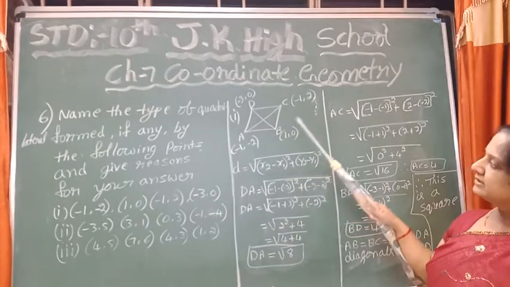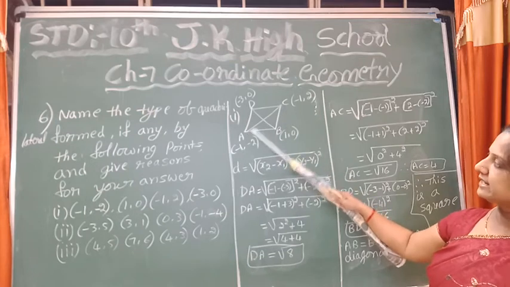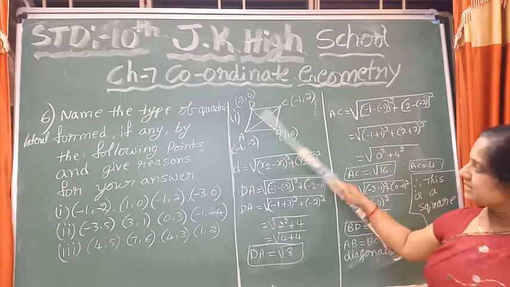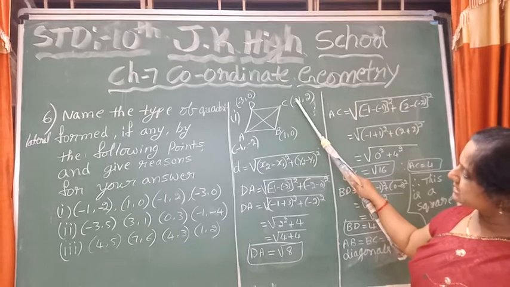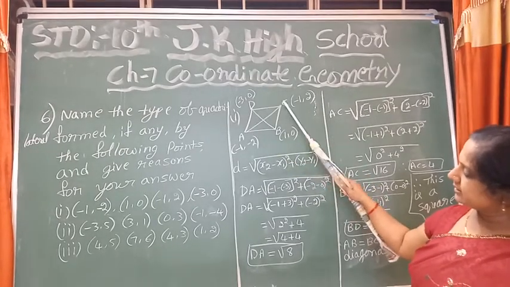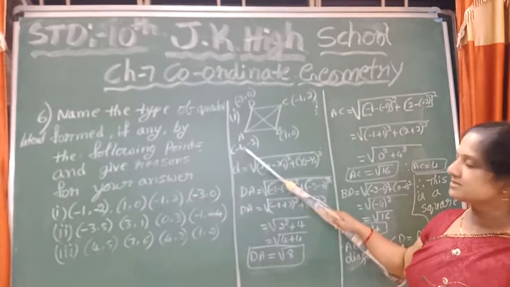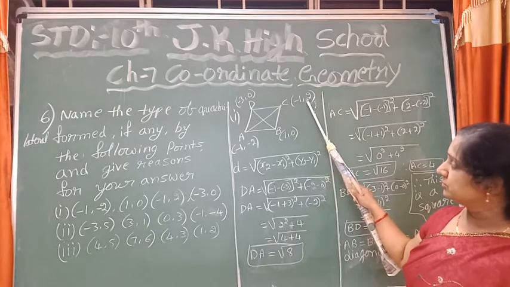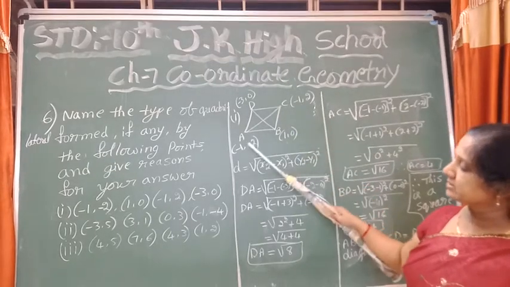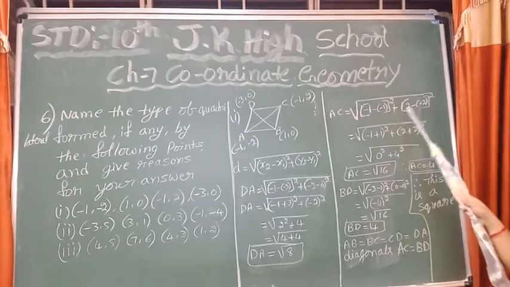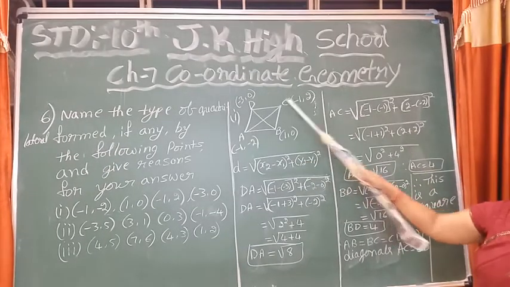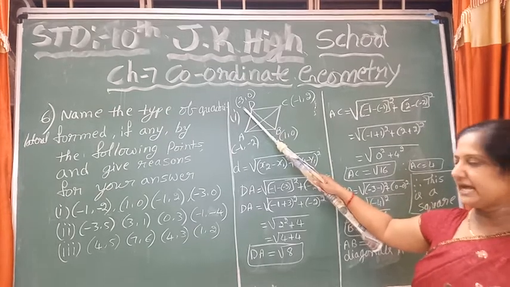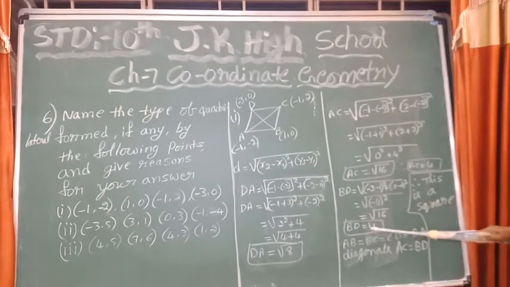Then I am going to check the diagonals, the distance between diagonals AC and BD. When I take diagonal AC, I have to consider the coordinates of A as x1, y1, and the coordinates of C, minus 1 and 2, as x2, y2. Substituting in the distance formula, I find the distance between A and C. I got the distance between A and C as 4. In the same way, if I find the BD diagonal distance, I got that also 4.